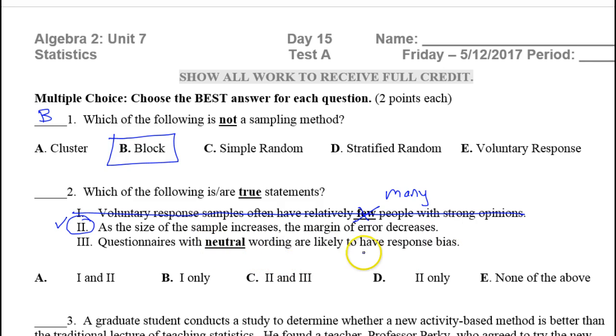But if I use neutral wording, where I say, do you agree or disagree with this proposal? You know, I'm leaving out the word ridiculous. That's the biasing word. The neutral wording will not be biased because I'm not saying ridiculous or stupid idea or something like that. So questions with neutral wording are not likely to have response bias. So this is false. So only 2 is correct. This is wrong. So the correct answer should have been D.